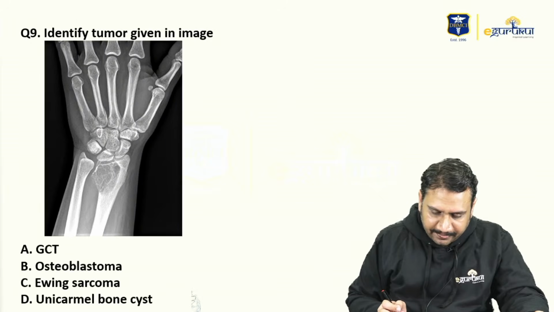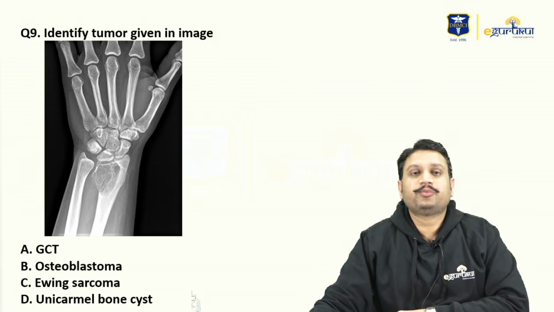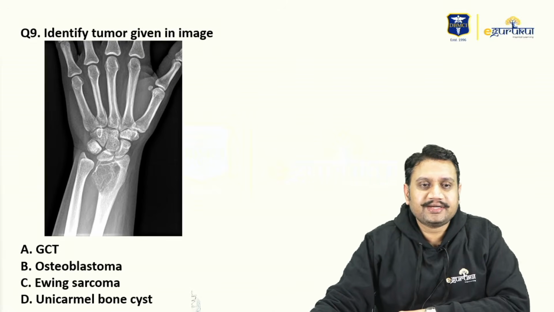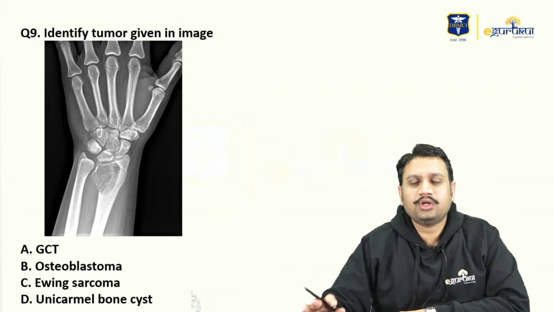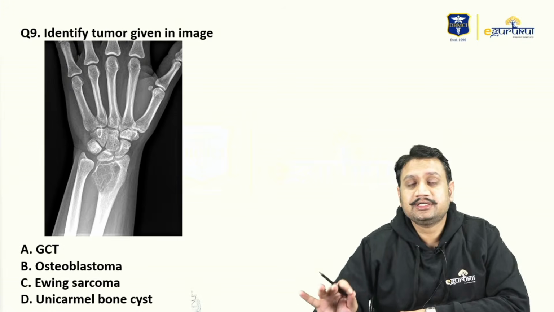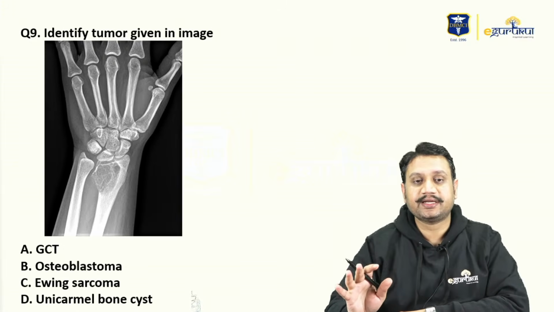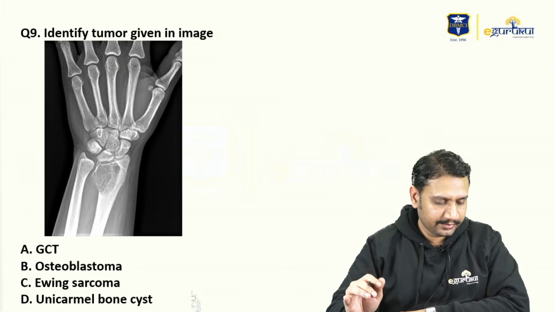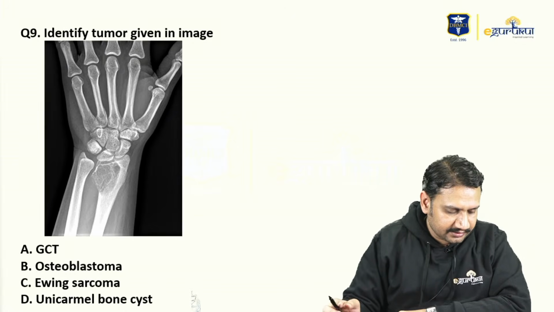Next one, what was that? Okay, identify the tumor in the image. Identify the tumor given in the image. So what do you think it was? Was it a giant cell tumor? Was it an osteoblastoma, Ewing sarcoma, unicameral bone cyst? Now this tumor is the one which has been asked in all the previous 5 or 6 sessions of the exam, whether it is INI or your All India exam, right? Every exam, this question has been asked. So what we are dealing with, string tied to index finger.